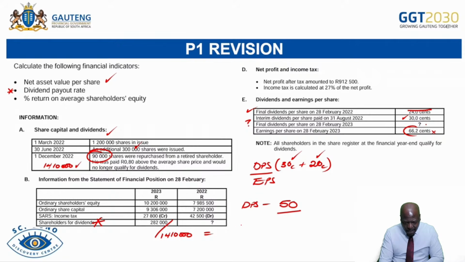I divide that by my earnings per share. And my earnings per share is 66.2. All right. Remember, the dividend payout rate has to be a percentage.